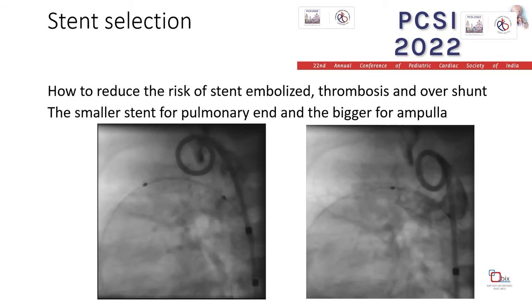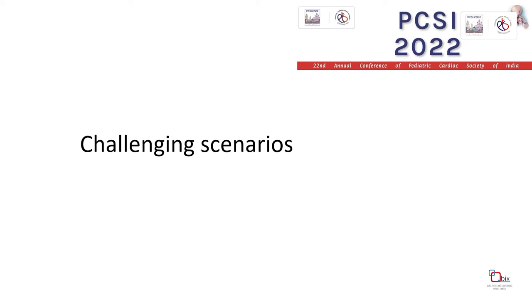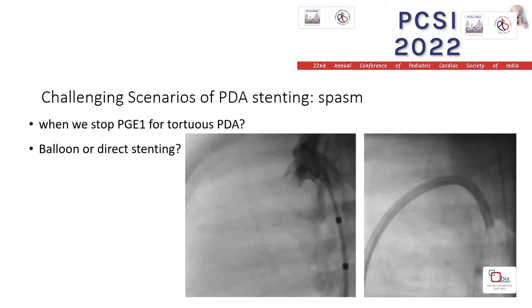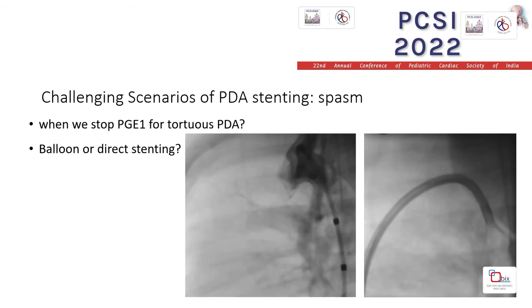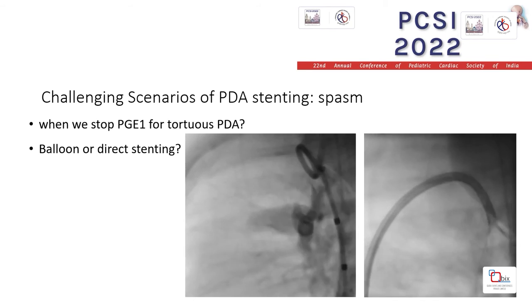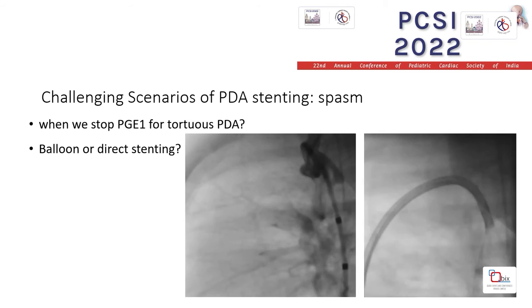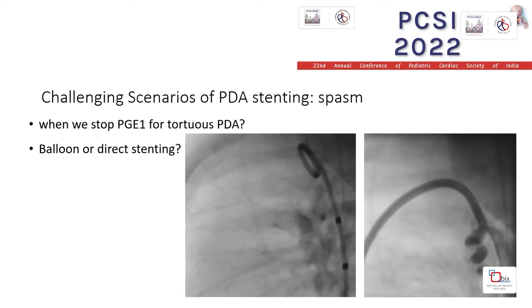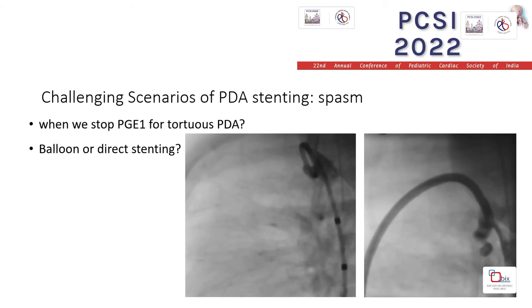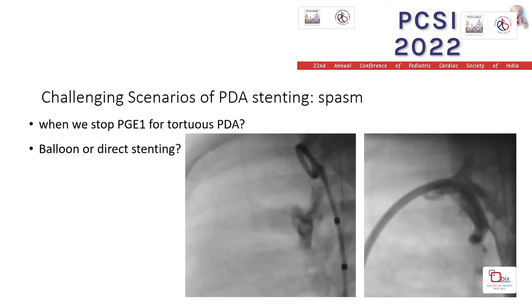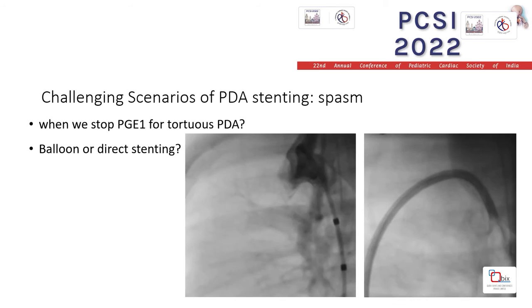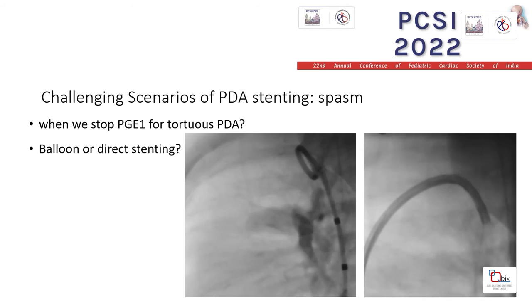artery. And the last thing I want to share with you is some challenging scenarios in PDA stenting. The first challenging scenario is PDA stenting with PDA spasm. It happens very often when we cross a guide wire or catheter, or sometimes when we put in a balloon or a stent. It is a very difficult situation if PDA spasm occurs during the procedure. The patient will become severely ill, with very severe hemodynamic compromise.